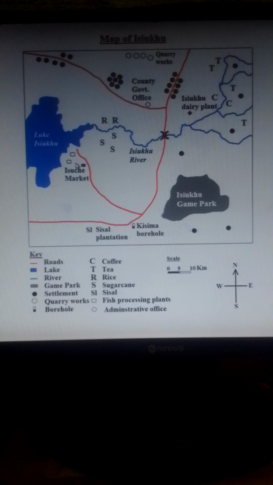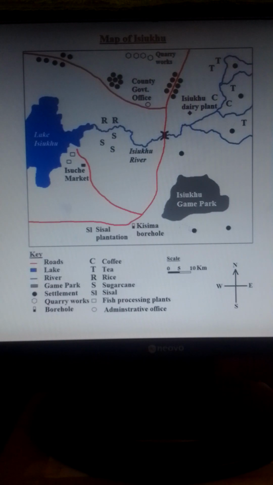Number 2, tourism. Tourism is indicated by national parks and game parks. Now looking at our map, we have this game park here, which is called Isioho Game Park. So that shows that in this area we have tourism activities.